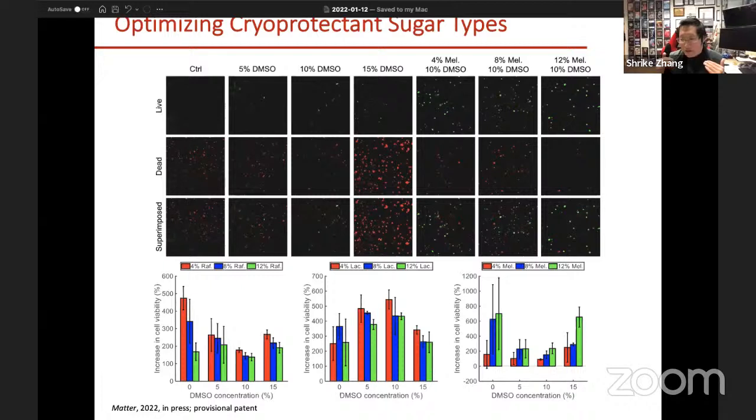So that have also been shown to be protective for the cells during this freezing process. And we did look at different effects of different polysaccharides and eventually identified maltose to be the optimal polysaccharide. With, for example, 12% of the sugar plus, we see very, very few dead cells after this freezing process, indicating that this might be the optimal condition for the cryoprotective bioink to be developed.